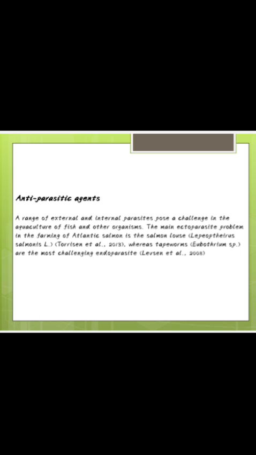So, ano nga ba yung anti-parasitic agents? So, ang mga parasites ay isang malaking pagsubok in terms of aquaculture ng isda at iba pang organism. Ang tapeworms ay ang pinaka-challenging na endoparasite dahil ito yung isang infection na nakikita sa isda. Ito ay nakaka-infect din sa tao kung halimbawa ang isda ay hindi naluto ng maayos na na-contaminate na sa isang parasite. So, anti-parasitic agents, ito yung panggamot sa mga infection na dulot ng mga parasites.